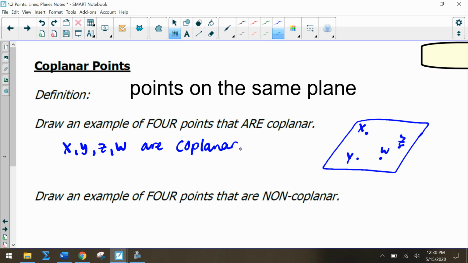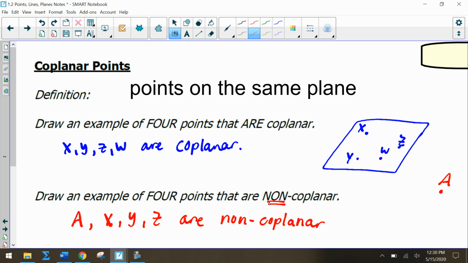And then 4 points that are non-coplanar, so if I'm using the same diagram, I could place point A out over there. So I can say point A, X, Y, and Z are non-coplanar, so not on the same plane. To describe 4 points that are non-coplanar, just find points that are coplanar and then choose 1 point that is not on that same plane.